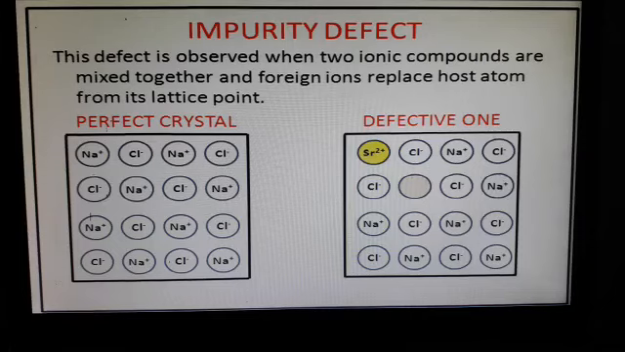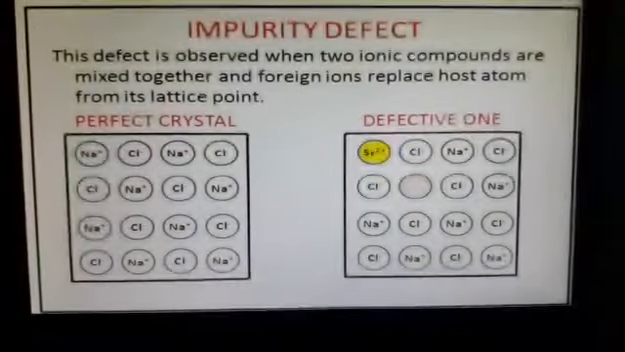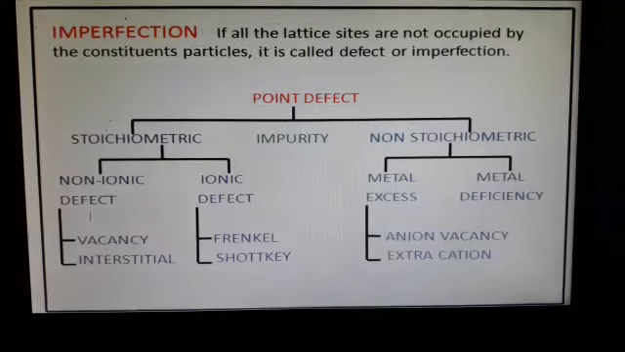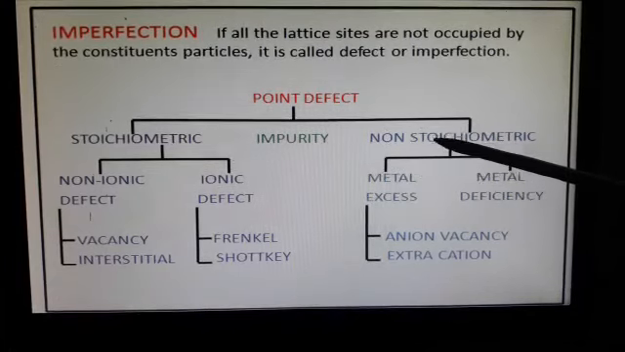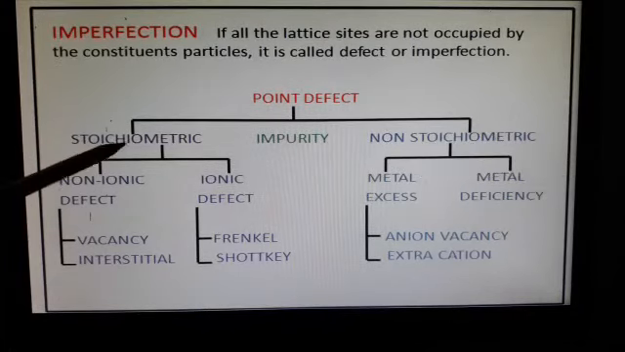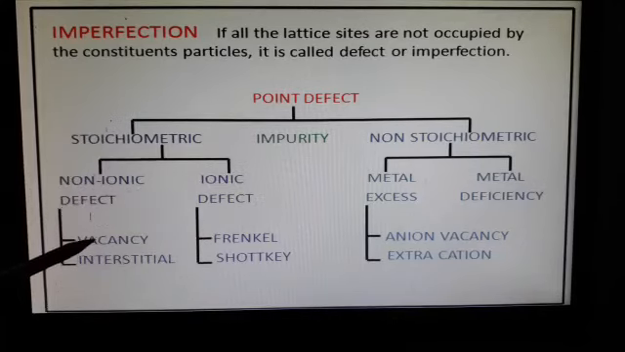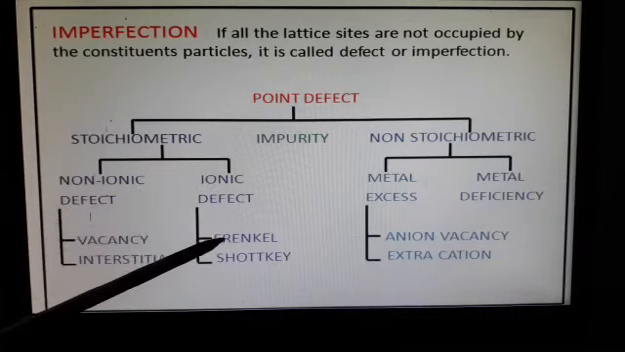So these were the imperfections in crystals. Students, now a quick revision of the total types of imperfection in crystals. This one is the point defect. It is of 3 types: stoichiometric, impurity, non-stoichiometric. Stoichiometric is of 2 types: non-ionic defect and ionic defect. In non-ionic compounds, vacancy and interstitial defects; in ionic compounds, Frenkel and Schottky defects.